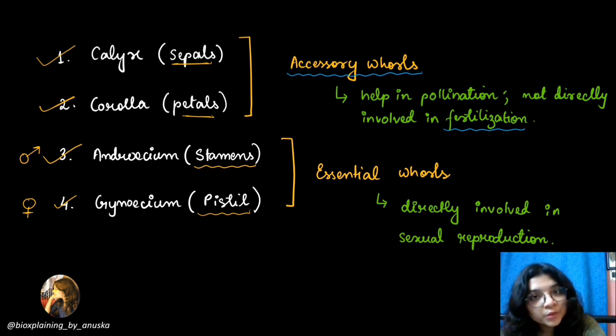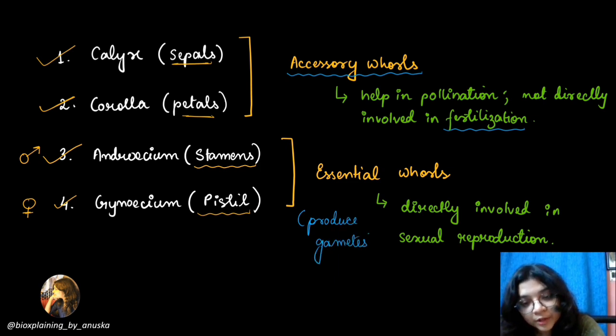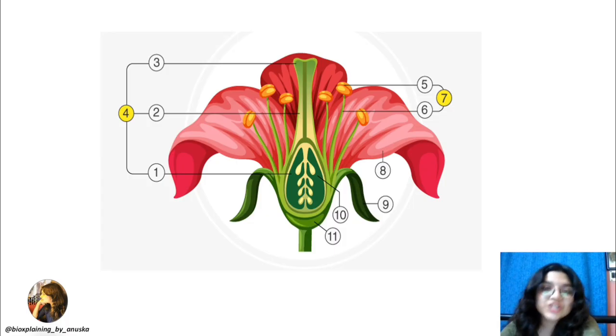And the third and the fourth whorl, that is the androecium and the gynoecium, these are the whorls which are directly involved in sexual reproduction. That means these are the whorls which produce the gametes. The androecium produces the pollen grains and the gynoecium produces the ovules. So these are known as the essential whorls of a flower. Great. So we are done studying about the structure of a bisexual flower. So now can you try to identify all of these parts given? I hope you can. Let's see if we can do that together.